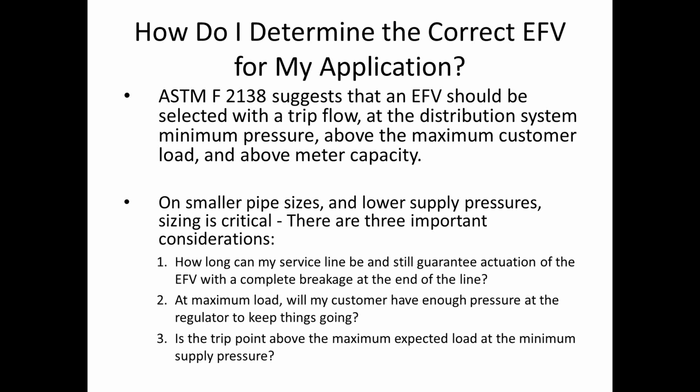If it's open to atmosphere, will there be enough flow to allow that pressure signature to be reached at the EFV and have it trip? And then at maximum load, will my customer have enough pressure at the regulator to keep things going? What's my minimum pressure that I need at my regulator? And with the service line length that I have and the EFV that I've selected, will I be able to keep that pressure at the regulator with the anticipated load for that particular structure?